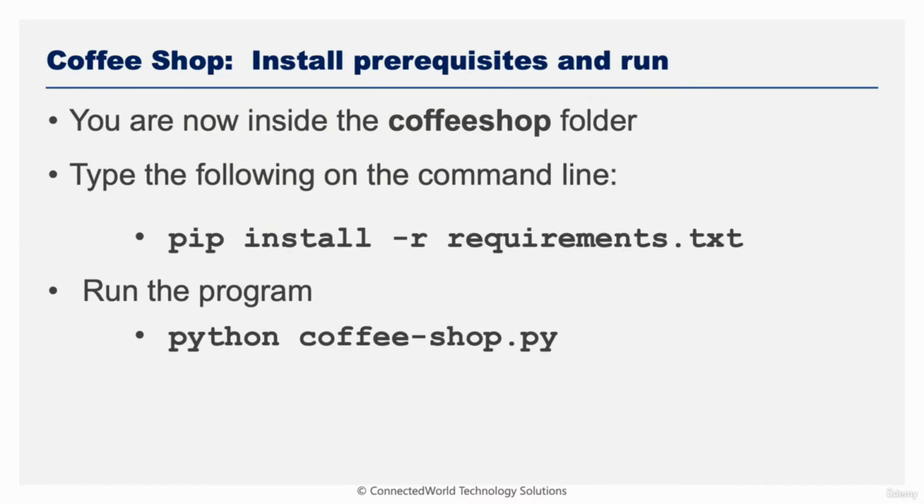Next, you install the prerequisites and run. You should now be inside the coffee shop folder. Type the command to install all the requirements using pip from the command line. That is pip install -r requirements.txt. Next, run the program using Python. That is python space coffeeshop.py.